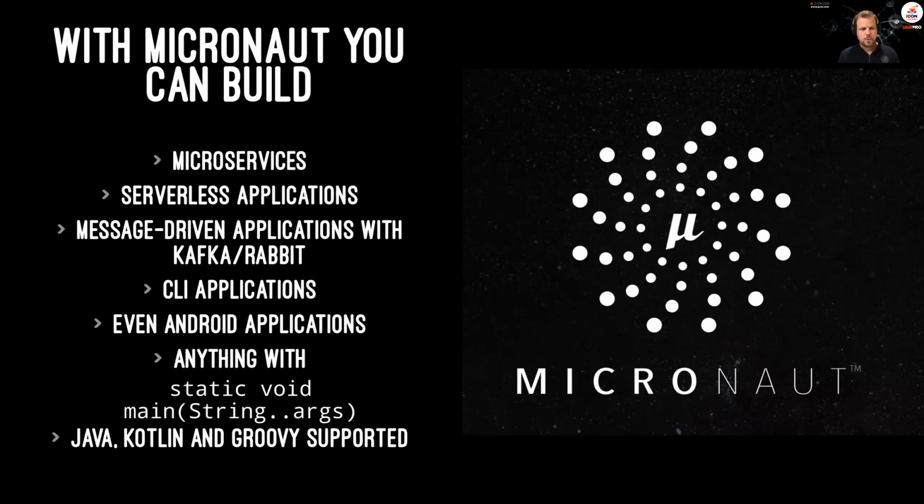So like I said, with Micronaut, you can build a whole range of applications. You can build microservices, you can build serverless applications, you can build message-driven applications that listen to Kafka or RabbitMQ streams. You can build CLI applications, and in fact, the Micronaut CLI itself is built on Micronaut and compiled into a native image. You can even build Android apps. You can build anything that has a static void main, and it supports 3 languages currently, which are Java, Kotlin, and Groovy.